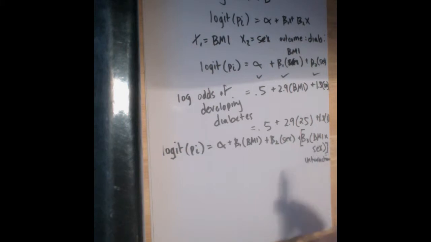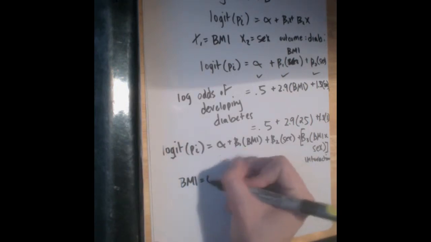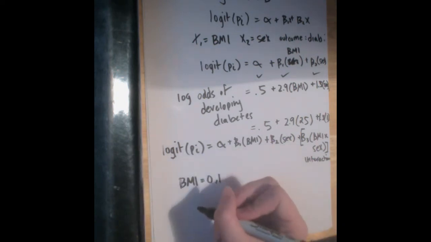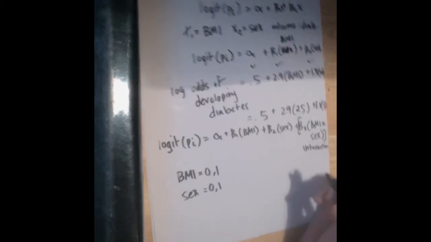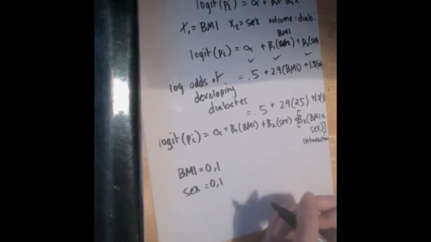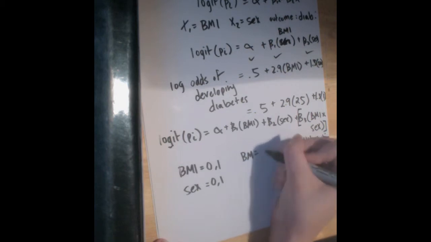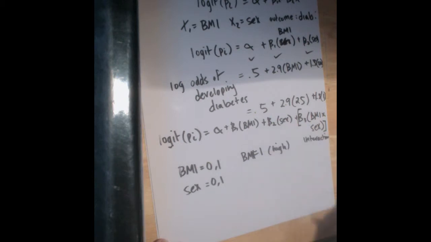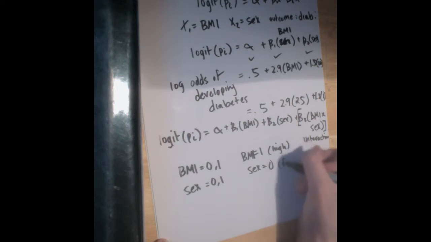So we have these two x variables, and we're going to say that BMI can either equal 0 or 1. So it's either going to be high BMI or low BMI. And sex is, again, going to equal 0 or 1. So when we plug this into our model, we're going to look at a certain situation. Let's look at a situation where BMI equals 1, high, and sex equals 0. So maybe that means that you're female.